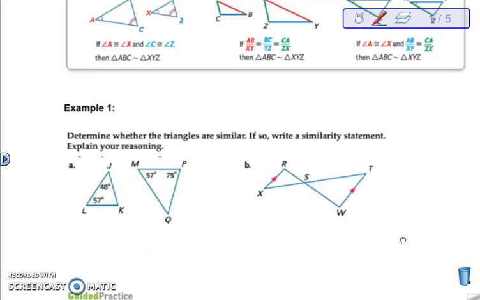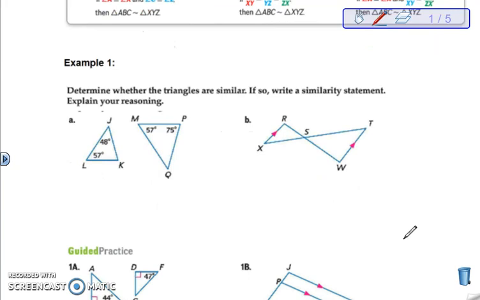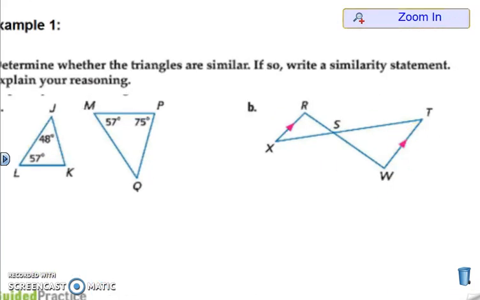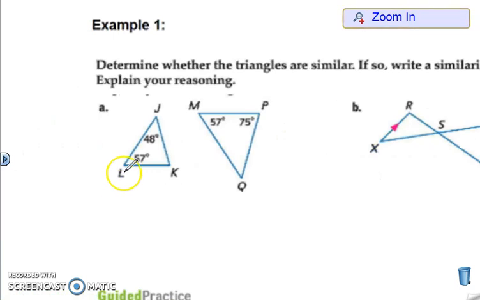So let's look at this in an example. We want to determine whether the triangles are similar. If we are looking at the picture on part A here, we'll notice that both triangles have a 57-degree angle, but the last two angles are different. So initially you might look at that and think that they're not similar because their angles don't match up.